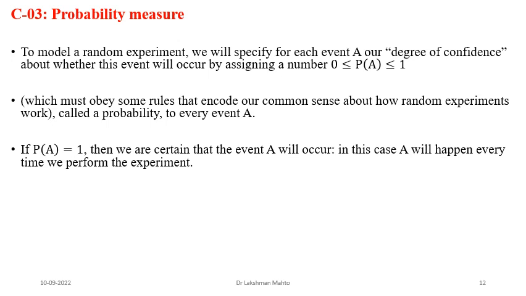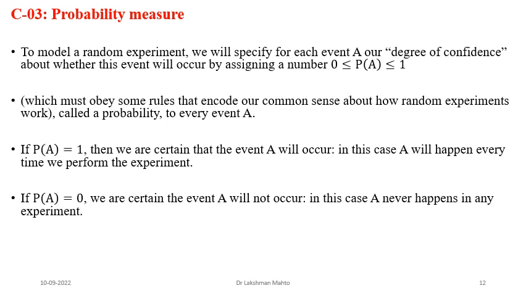If P of A is 1, then we are certain that event A will occur. In this case, A will happen every time we perform the experiment. Whatever outcome we get when we perform the experiment will satisfy the statement through which A is made. That means omega belongs to A every time. That is the meaning of P of A equal to 1. That means A is a certain event.